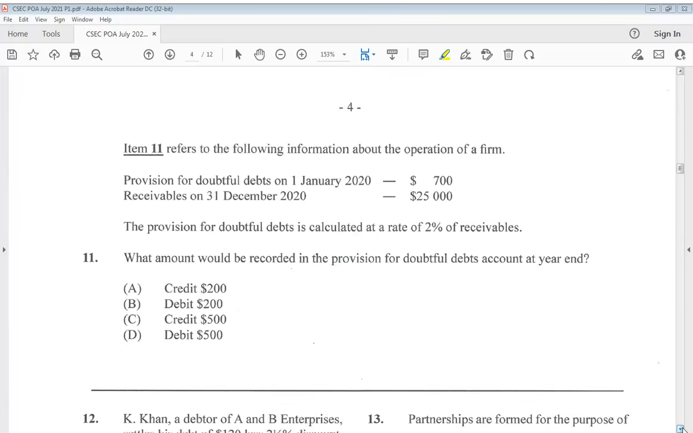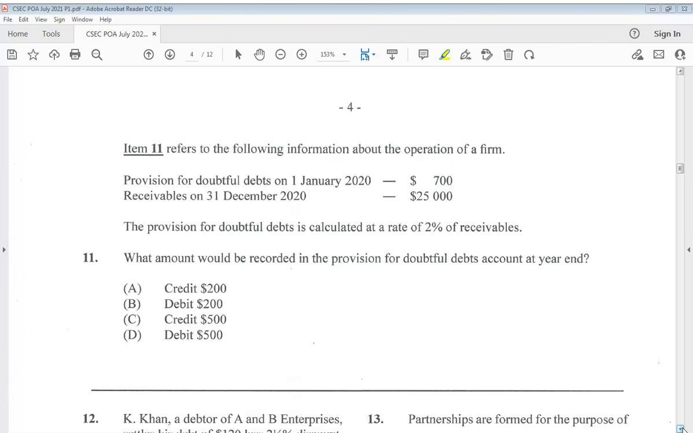Let's move on to number 11. So item 11 refers to the following information about the operation of a firm. Provision for doubtful debts on 1st of January 2020, $700. Receivables on 31st of December 2020, $25,000. The provision for doubtful debts is calculated at a rate of 2% of receivables. What amount would be recorded in the provision for doubtful debts account at year end?